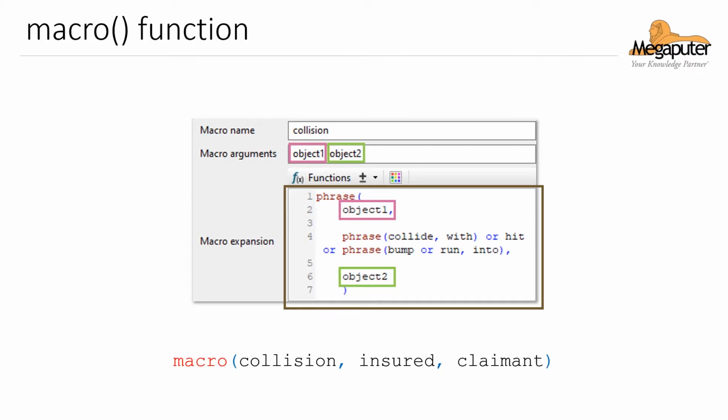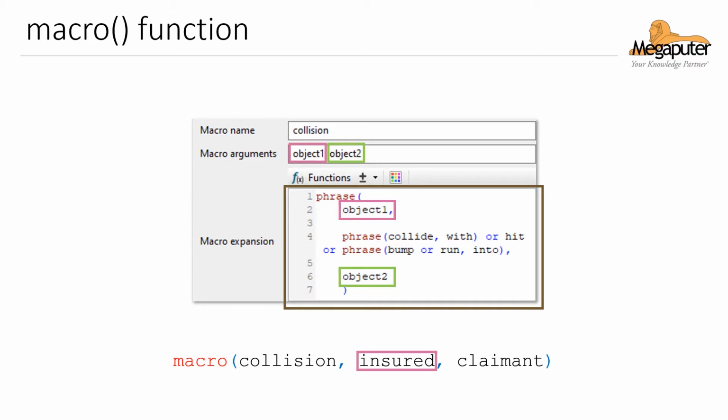For example, suppose we wish to match records where an accident between the insured and the claimant is mentioned. We can do this by using this macro here. So in this expression, we use the function macro, where the first term in the function is the name of the macro getting called, in this case, collision. And the remaining terms are the arguments which will be passed in this macro in order.